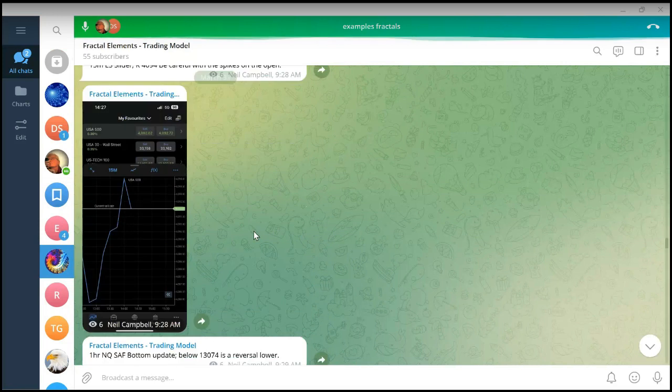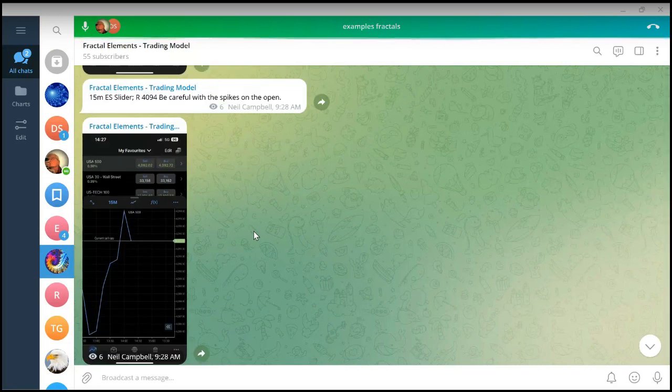Okay, now what we have here, he found this on the open. On the open, again, it's not a good idea to trade between 9:30 and 10:30. Too much is happening. I remember this one too. I saw it on a 15-minute time frame, and we had a top here at 40.94. So we're thinking the market's going to turn down here. I believe this was 9:28, Friday morning.